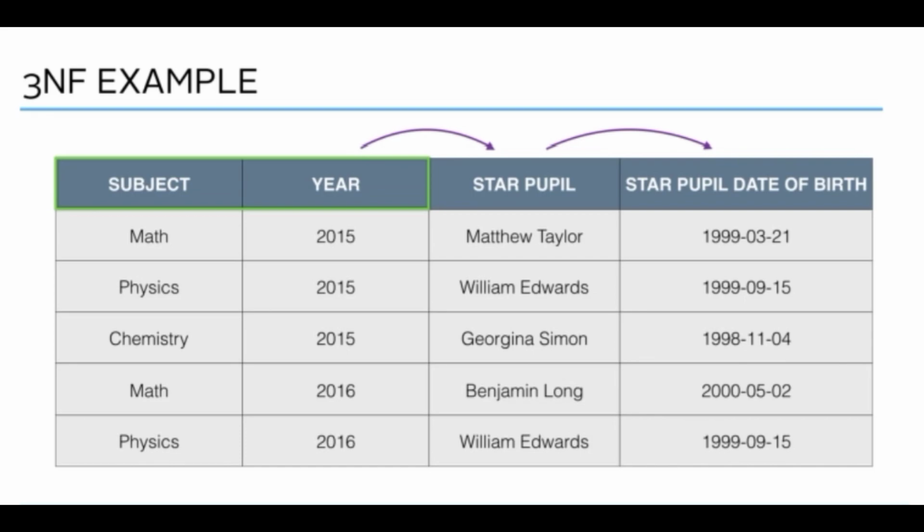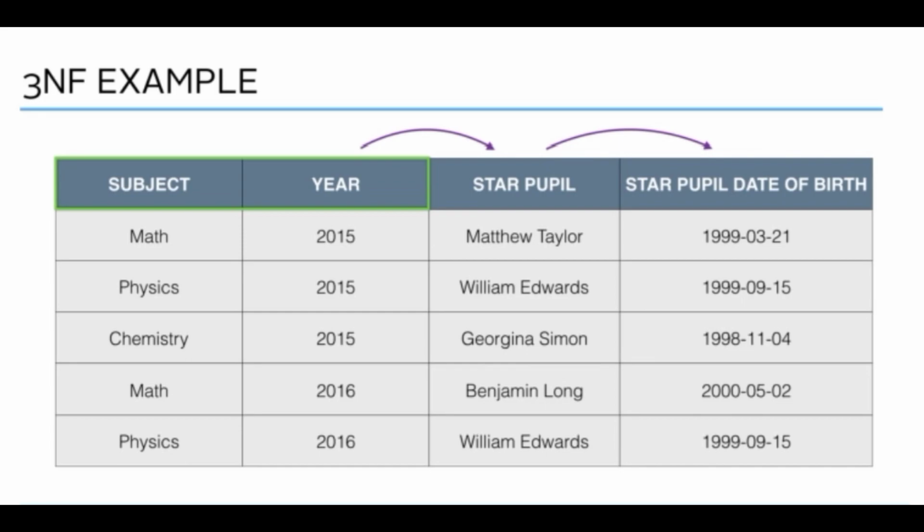And it's the same for the star pupil date of birth. We can't say what the date of birth is if we only have the subject or we only have the year. We need the whole of the primary key, we need the subject plus the year to be able to say what the star pupil date of birth is. So both of these columns, which are not primary keys, do depend on the whole of the primary key, so we can say that this table is in second normal form.